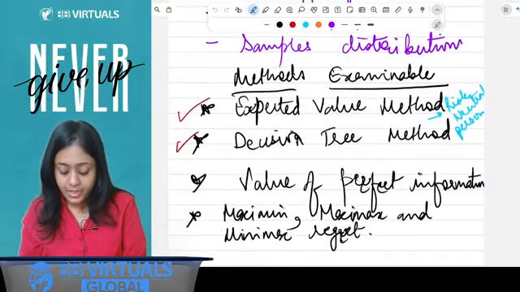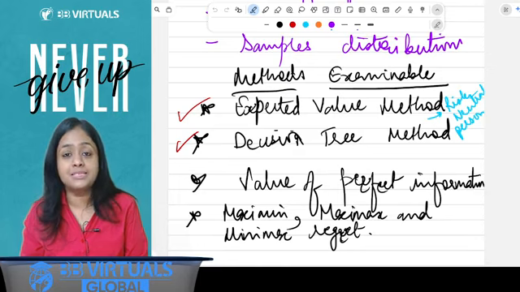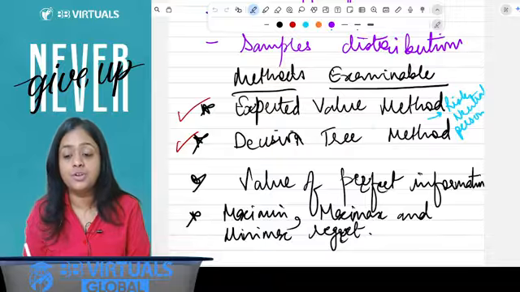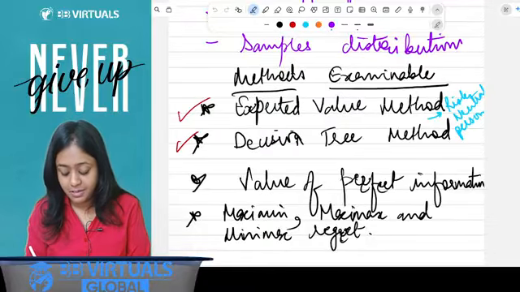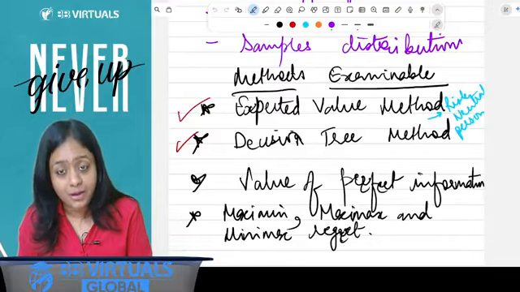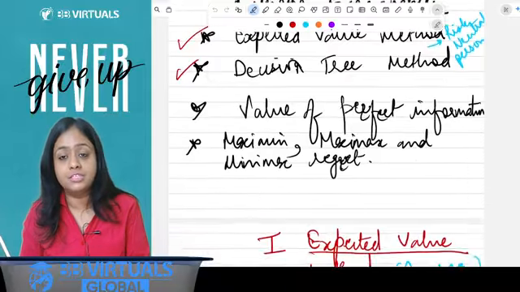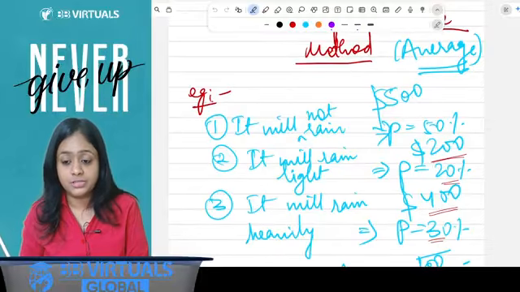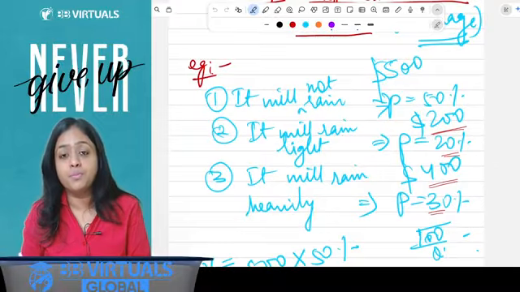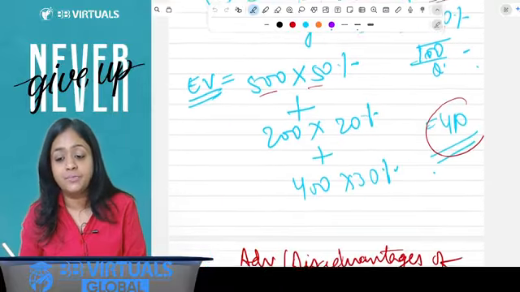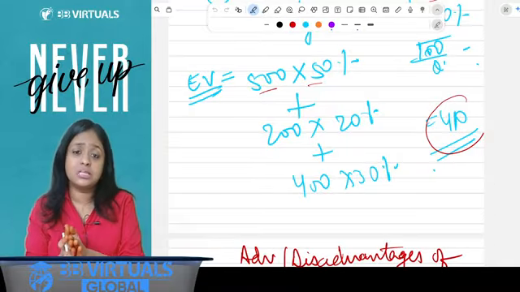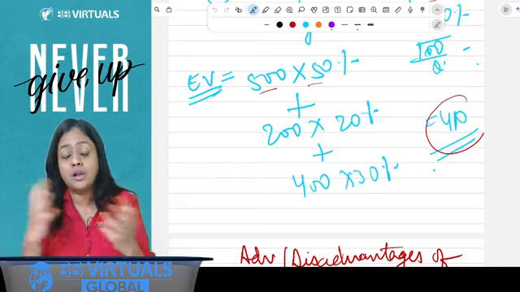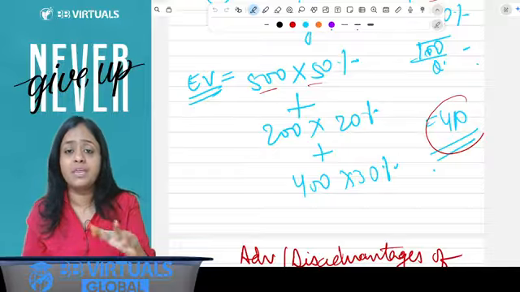Now, generally the examinable methods for your exam are the expected value method, decision tree method, value of perfect information, maximax, maximin, and minimax regret methods. Let's take them one by one. First is the expected value method, which is generally preferred by the risk neutral person. Like I told you, we will always take probabilities for the different situations, multiply them and get the expected value, that is the estimated value considering all the uncertainties, so that we are able to account for these uncertainties and be in a very neutral category.